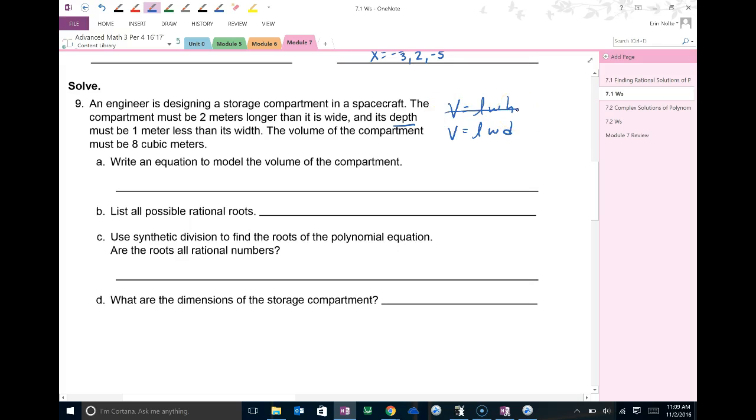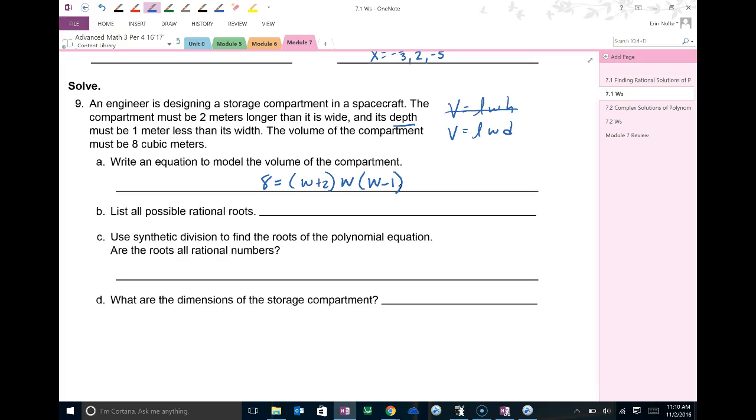Okay. So they say the volume has to be 8. So we'll say 8 equals. Okay, what is my L going to be? L says 2 meters longer than the width. W plus 2, very good. W plus 2. The width is the width, so what do we use for width? W. And the depth must be 1 meter less than the width. W minus 1. Yeah, like 3 of them, right? So we've got this cubic.